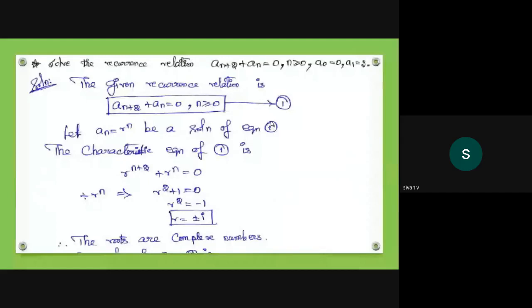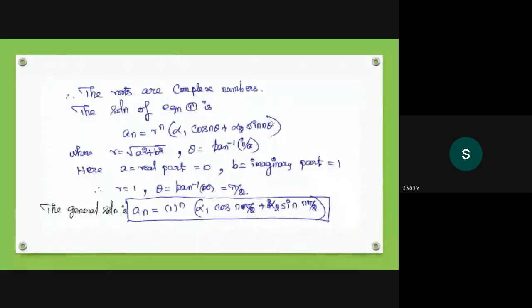Second thing, this is the standard formula for r and theta. This a and b is identified from the roots we obtain, in a plus or minus i beta form. So in this problem a equal to 0 and b equal to 1, and substituting the a and b values gives the general solution. Okay, next.